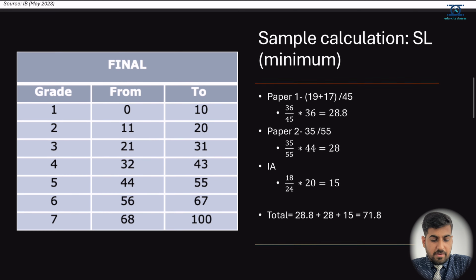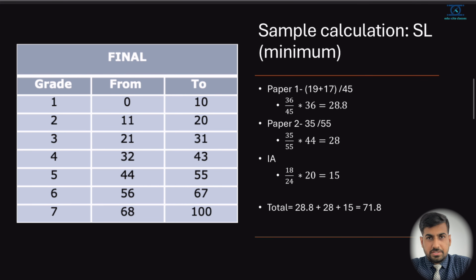Now what I have done is I have taken a sample calculation. I will do it separately for SL as well as for HL students. Now if you look here, the paper 1. Now paper 1 is your MCQ this time. So an SL student will have 25 MCQs and 20 marks of experimental based questions. So total marks is out of 45.